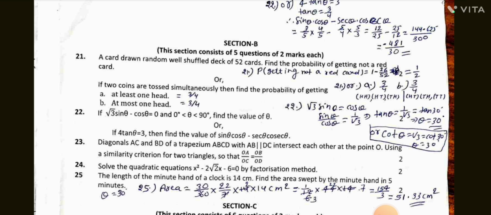But if we send cos to the sin side, it will be cot theta equal to root 3. It means cot 30 degree value. So theta equal to 30 degree.